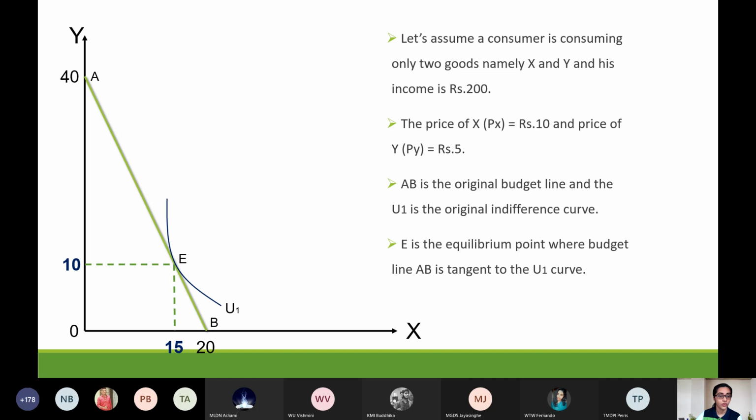AB is the original budget line here. Now, this is how you draw your budget line. Now, if we are to draw the indifference curve, what is an indifference curve? Can anyone tell me what an indifference curve is? What is an indifference curve? We learned this in ordinal utility.